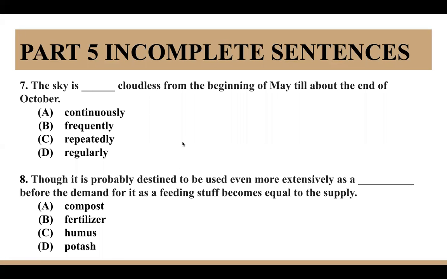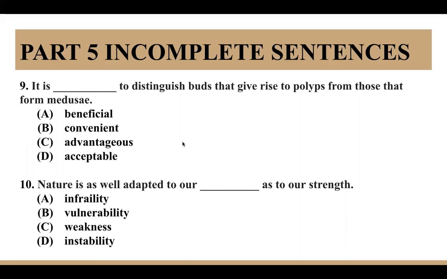That's it. Moving to two more questions here from the passport test. It is something to distinguish, that gives rise to polyps before. I'm sorry, from those that come from meat usage. Beneficial. It is beneficial. Yes. It is convenient, it is advantageous, or even it is acceptable. It is beneficial too. It is convenient too. So we have to see the context here.